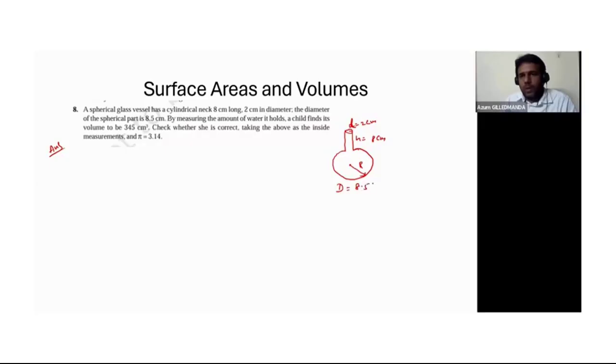See, you need to give more focus on what is given, radius or diameter. If it is diameter, while substituting, you have to find the radius by dividing that with 2. By measuring the amount of water it holds, a child finds the volume to be 345 centimeter cube. So someone has measured the volume and it is 345 centimeter cube, is what they are saying. So we need to see whether that's correct or not. So how much volume will this hold? The volume of the sphere plus volume of the cylinder. Simple, right? So what we need to find is the amount of water.